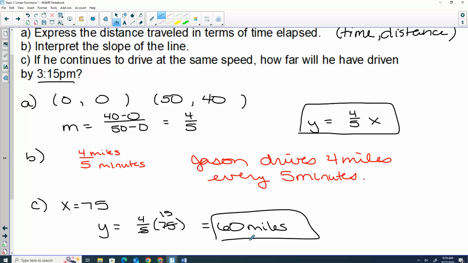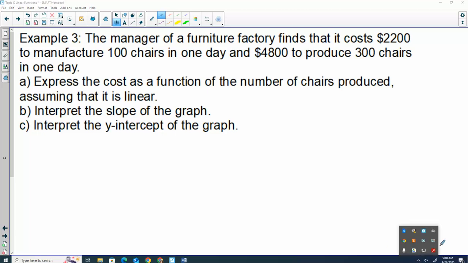All right, is that okay? You guys think you can try another one? Try setting up this one. All right.